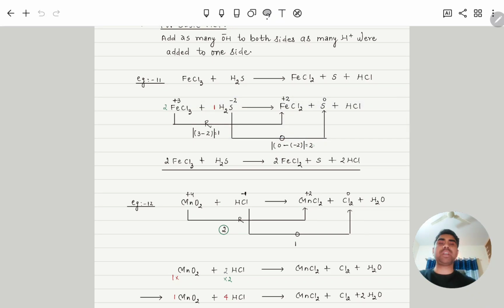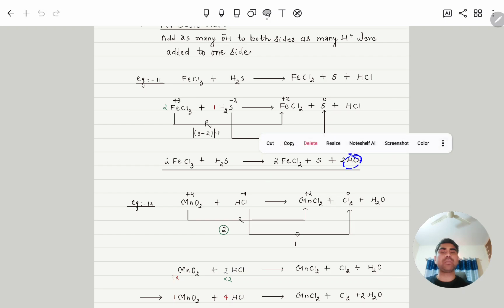Now you crisscross multiply, meaning this 2 you multiply to iron, and this 1 you multiply to sulfur on the left hand side only. After that you balance all other atoms, then hydrogen, then oxygen. Here iron we need to balance, so I multiplied by 2, and now both sides iron is balanced. Now you can see chlorine is 6 here, and here chlorine is 2 to the 4, so I multiplied this 1 by 2, and now chlorine became 6.